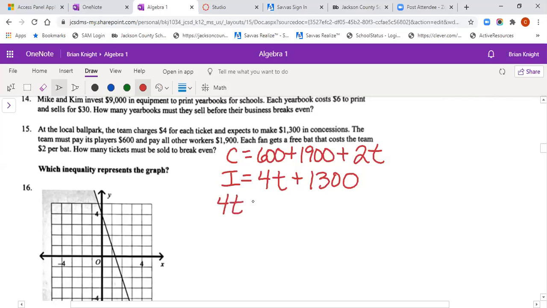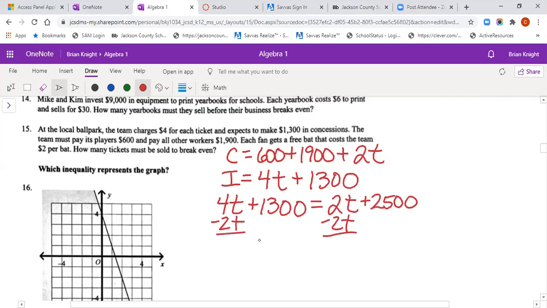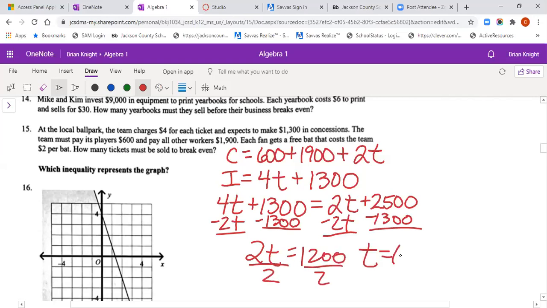As I'm setting them equal to each other, I'm going to simplify a little bit on that top one, okay? 600 plus 1900 is 2500. So I'm going to change that to 2t plus 2500. And then we work our little algebra problem out. So we get 2t, subtract 1300 from both sides. We get 1200. So we're hoping, we're praying that we get at least 600 people to come. Okay?